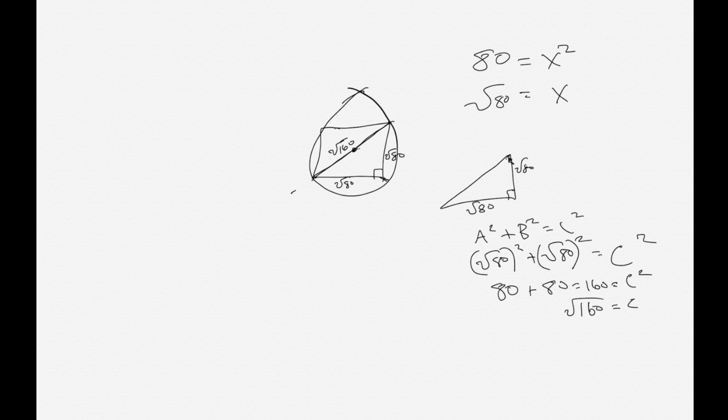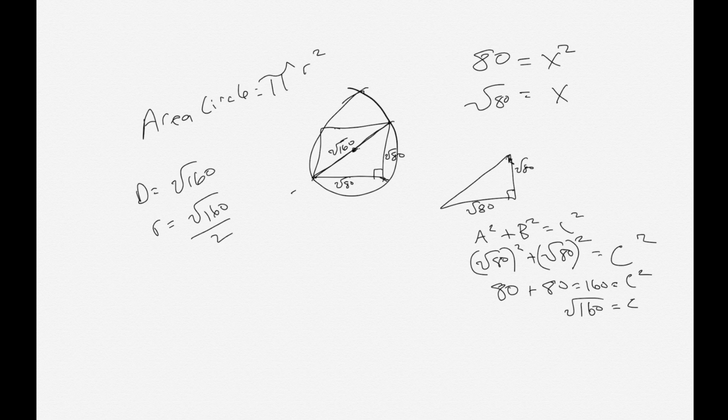Now we have the diameter. We want to get the area of the circle. The area of a circle equals pi times the radius squared, pi r squared. What we have is the diameter. The diameter is double the radius. So if the diameter is the square root of 160, then the radius will equal the square root of 160 divided by 2.